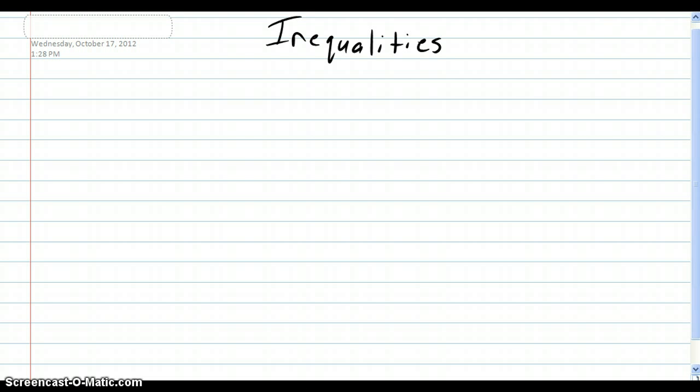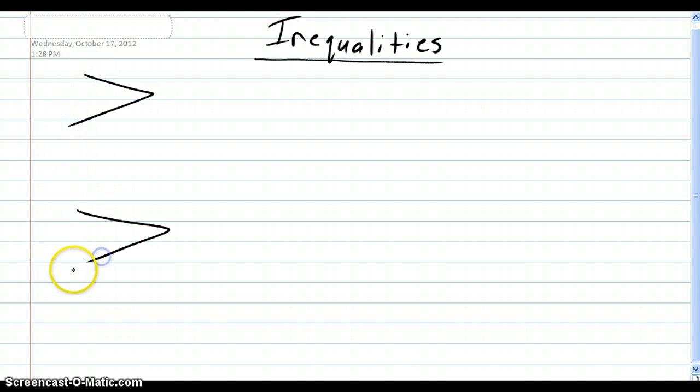What's up, guys? Alright, real quick, gonna go over inequalities because you learned this in middle school. So just go over the four symbols real quick before we go into the algebra part. There is greater than and greater than or equal to.